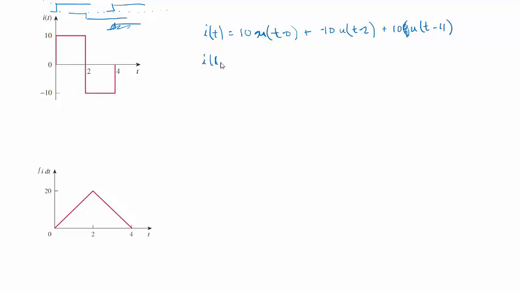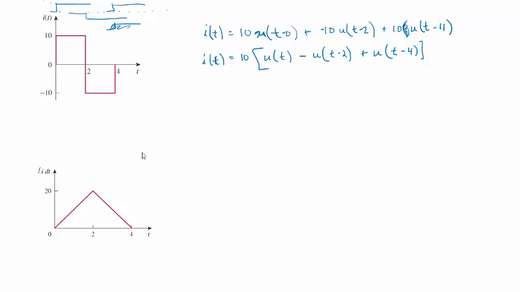I of t equals 10, and then I have u step at 0 minus step at t plus 2 plus step at t plus 4. So the step is at t plus 4, so I write t minus 4 right there. So the integral of a step is a ramp.